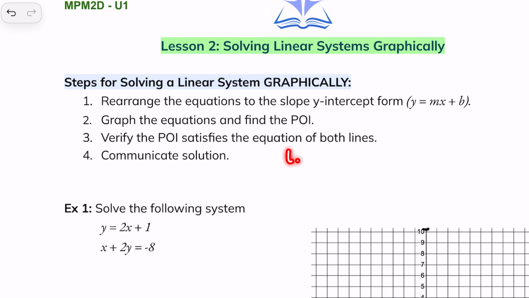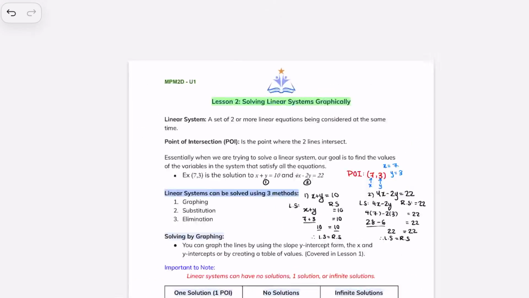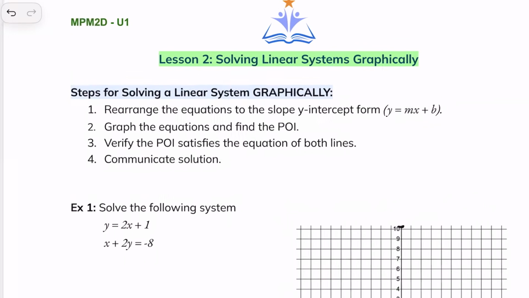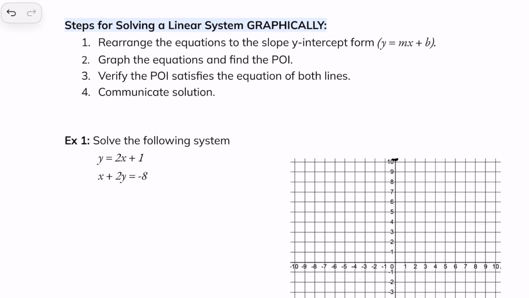Then you can also verify your point of intersection and see if it satisfies the equation of both lines. How are you going to do this? You're going to do the left side, right side check, which is what we did here, right? So you can double check your answer. So usually during tests, if you find your point of intersection and you double check, you will know whether you have the right answer or not, or if you've made a mistake. And then obviously you communicate your solution.